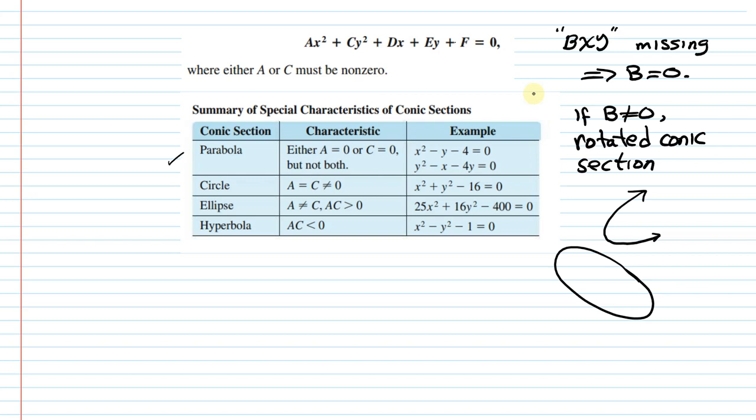That handles the parabola. What about a circle? For a circle, a and c must be exactly equal. They must be the same. And they cannot be 0 again, because if they're both 0, then we get a line.